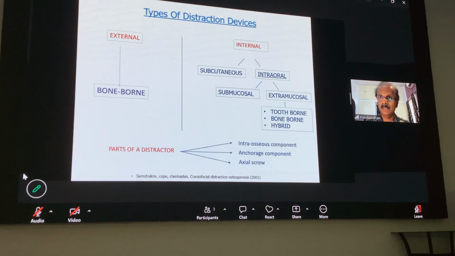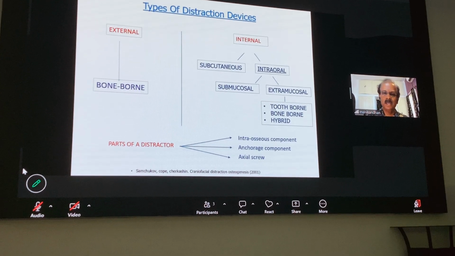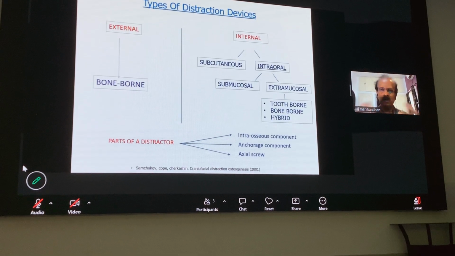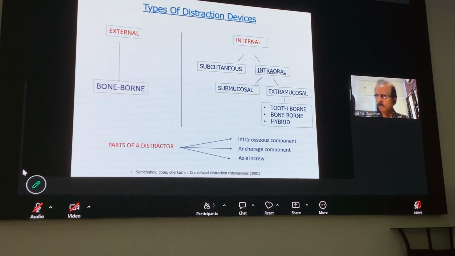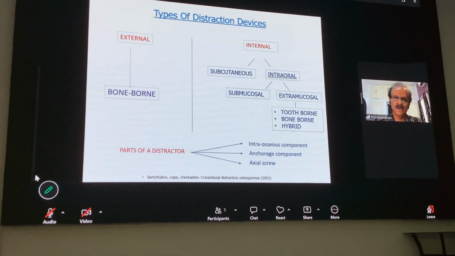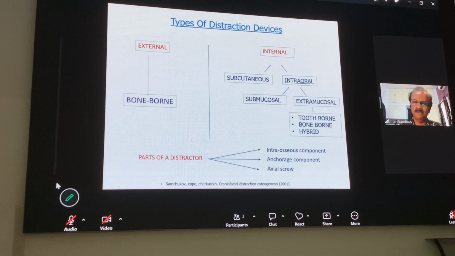What are the types of distraction devices? Now, what is the difference here? In a normal osteotomy, your maxilla is brought forward, the mandible is moved wherever you want, you use a plate and screw fixed immediately. Job is done within 2-3 hours. You have done, moved the jaw, fix it.